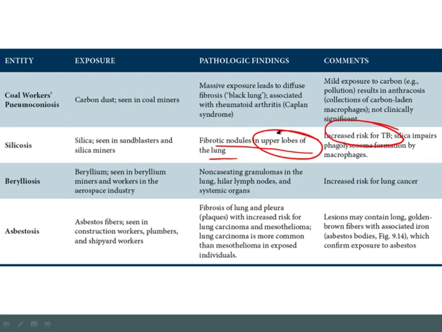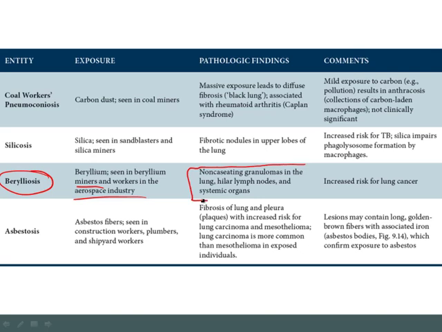The next of the pneumoconioses is beryllium, and beryllium can be seen in miners. It can also be seen in workers in the aerospace industry. Now, the idea with beryllium is that it results in non-caseating granulomas in the lung, in the hilar lymph nodes, and in other parts of the body, in other systemic organs. Now, guess what that sounds like? Non-caseating granulomas in the lung, in the hilar lymph nodes, and systemic organs. Sounds exactly like sarcoidosis. And it is very similar to sarcoidosis. However, in this particular case, this is driven by beryllium.